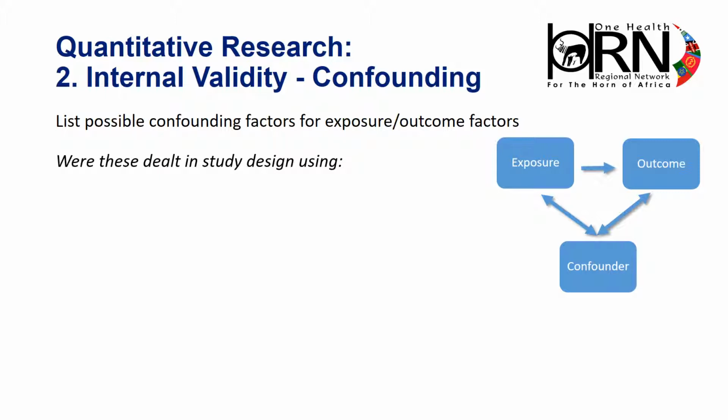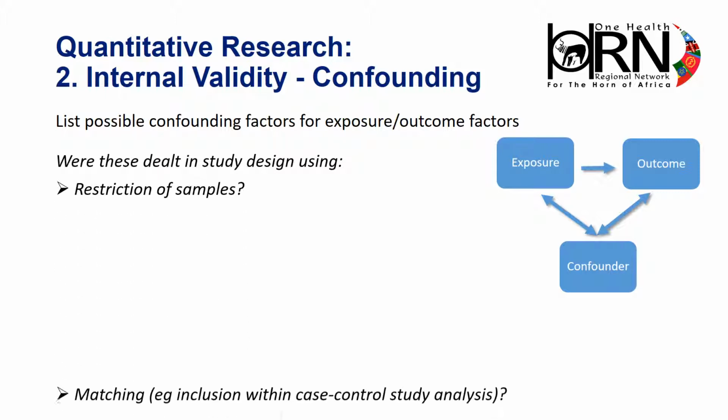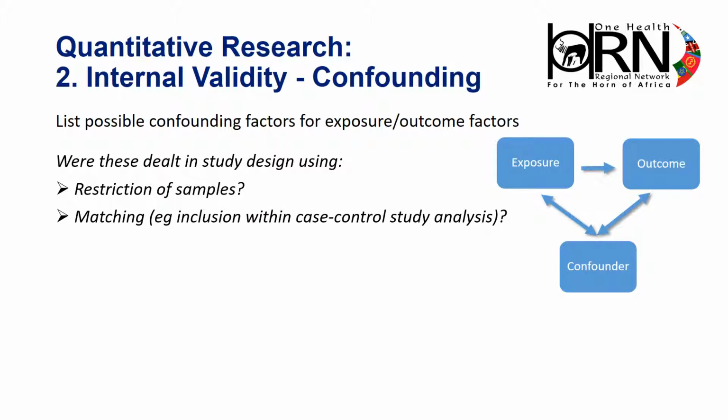At the study design stage, were these dealt with using restriction, matching (in a case-controlled study, matching does not control confounding unless analysis is done taking account of matching), and randomization? Randomization is the only method able to prevent confounding by factors which have not been considered in the study.